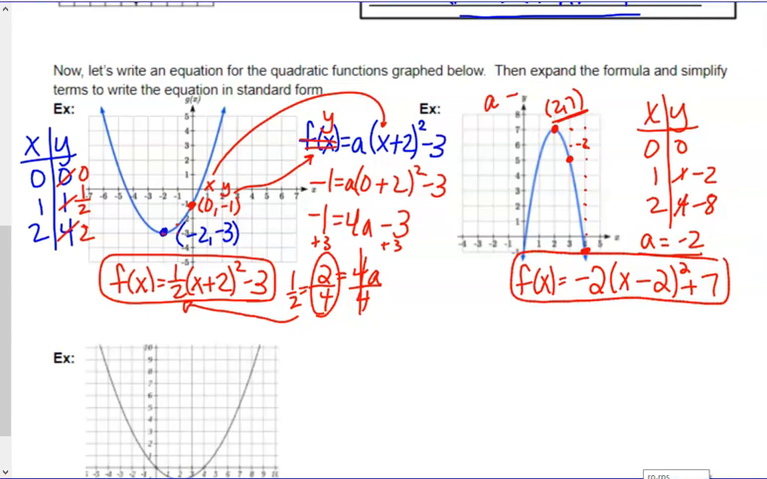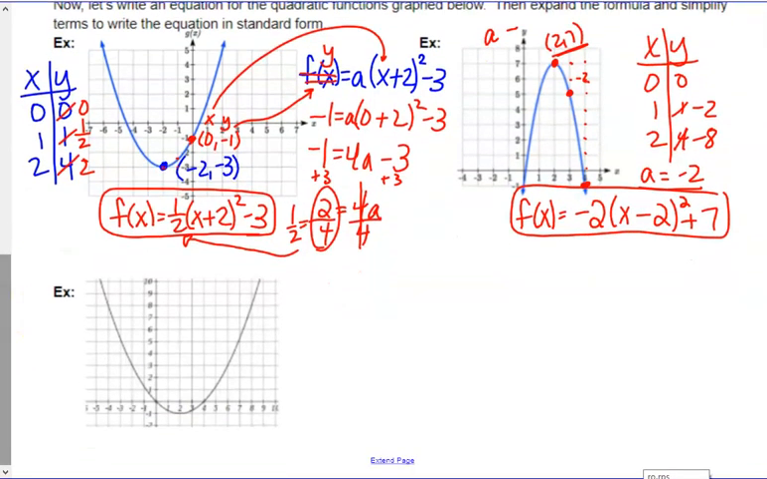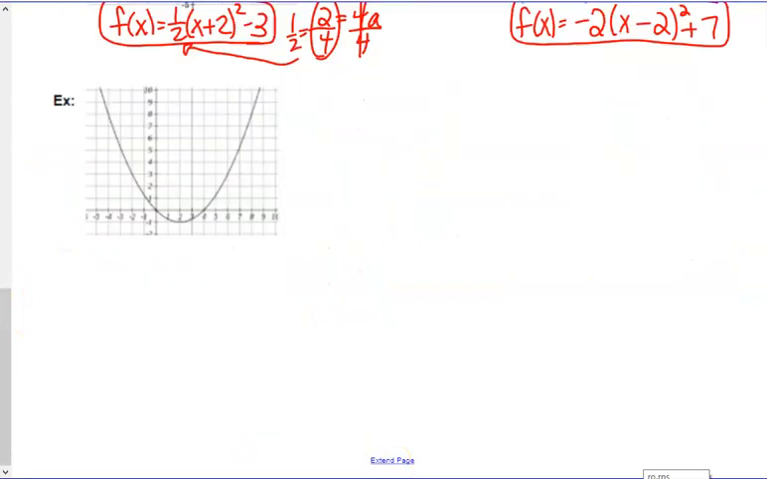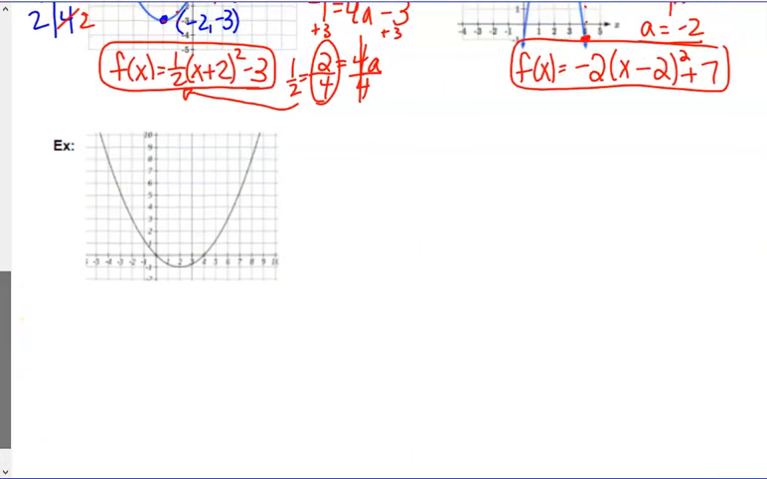Okay? All right, let's do it one more time with the equation. And this time on this one, we're going to go ahead and expand it down to standard form, that ax squared plus bx plus c, where I don't have any parentheses. So I'm going to identify my vertex. It's this guy right here at 2, -1.